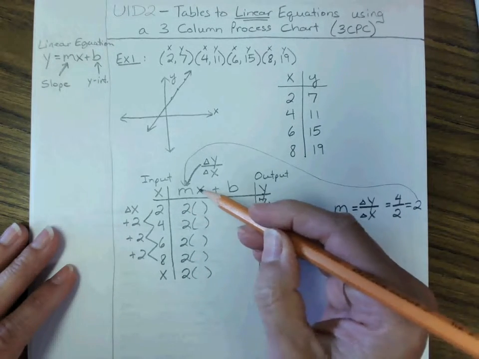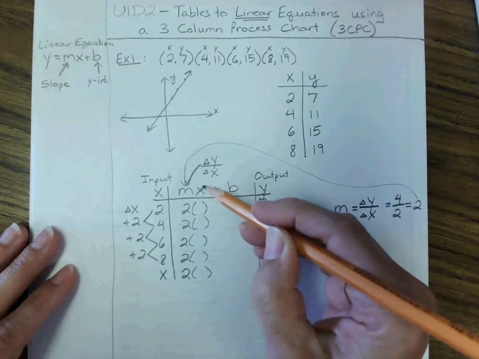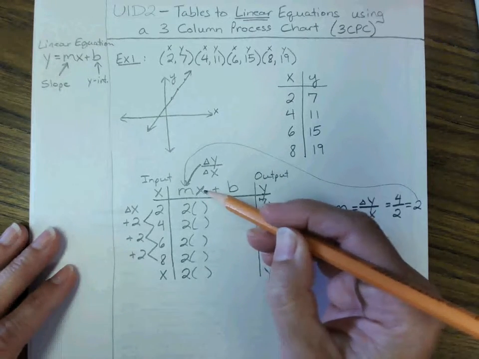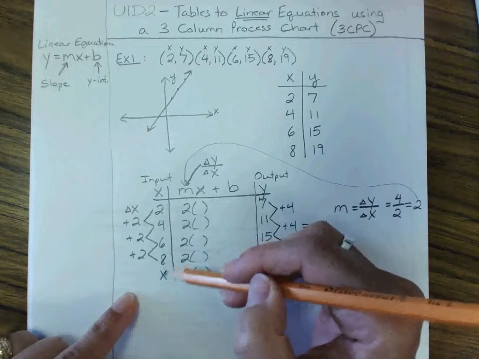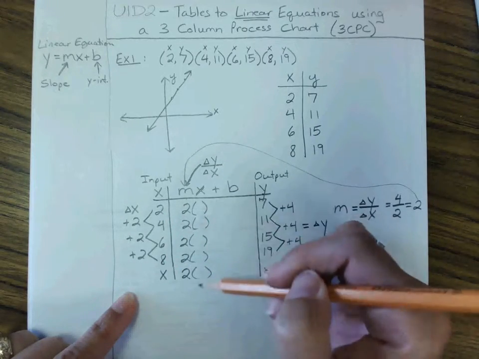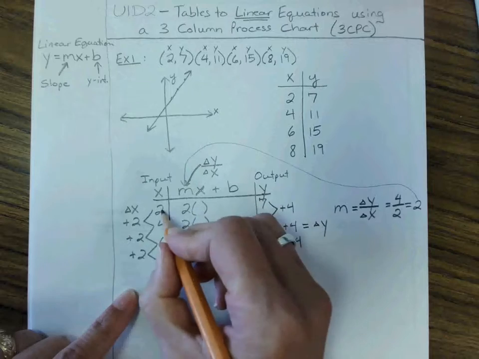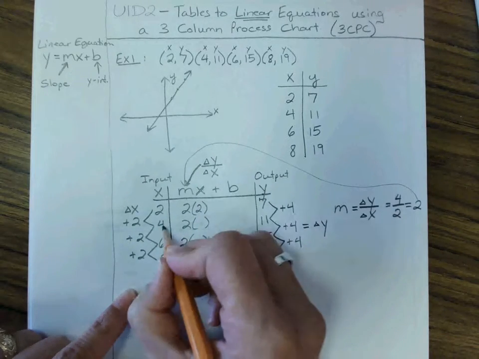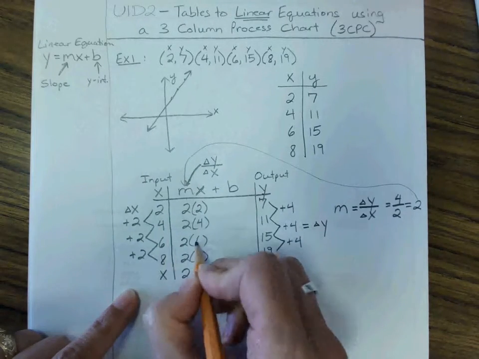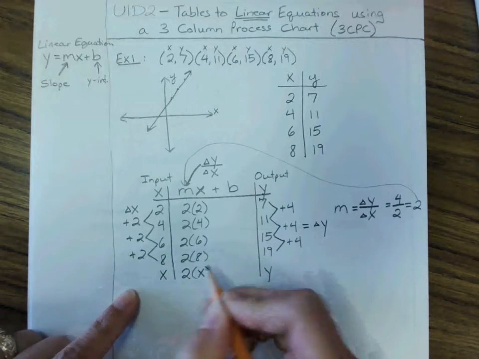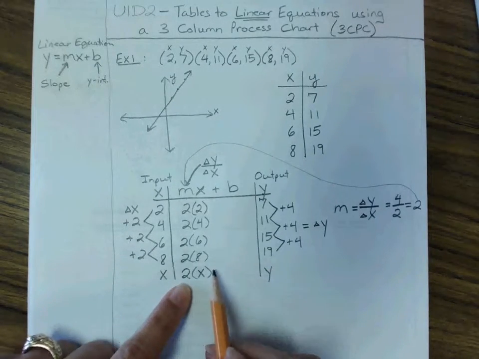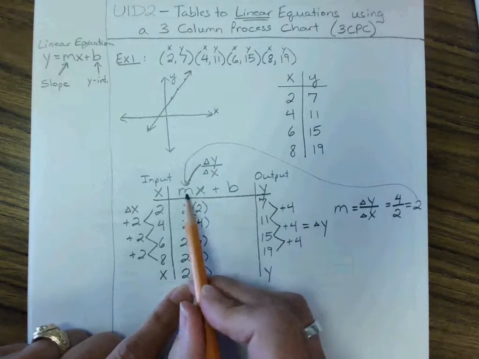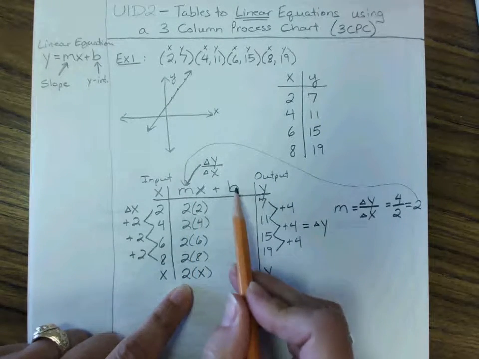Now my x, where do I get my x values? My x values are right here. So I literally just take these values and plop them right here in these rows. So this x goes here, this x goes here, and so on. And I go ahead and do that for the last row as well because this is going to tell me what my equation is. Okay? So I've got my m, I've got my x, now I need to figure out my b.